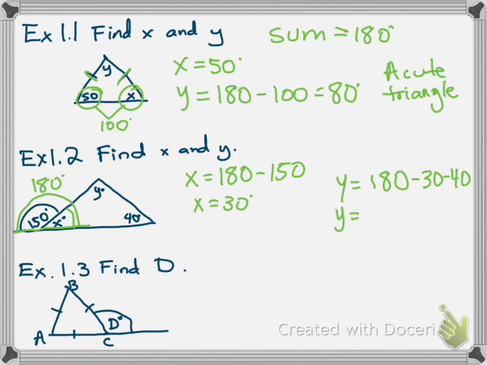And that equals 110. In this case, since we have y is 110, then this one is an obtuse triangle. So if we have one obtuse angle in the triangle, then the triangle is going to be classified as obtuse. And notice also that since all the angles are different, then I know that all the sides are different, which in that case would be scalene.